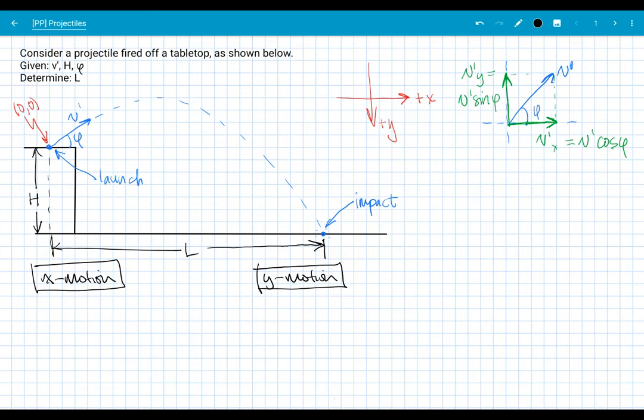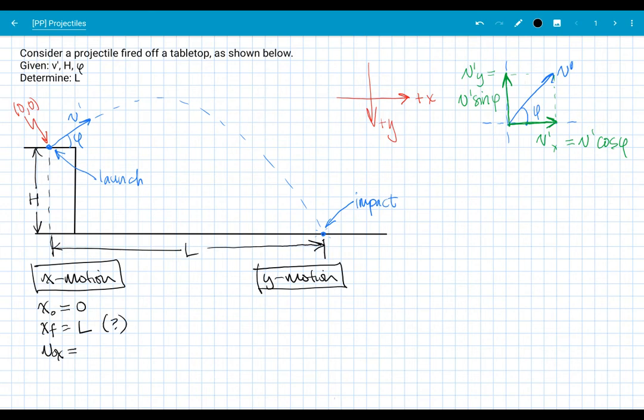So for the x motion, what are things I know? Well, the initial position is equal to 0 because of where I set my origin. The final position is equal to L, which we don't know, right? We want to determine that. So that's the thing we want to find.